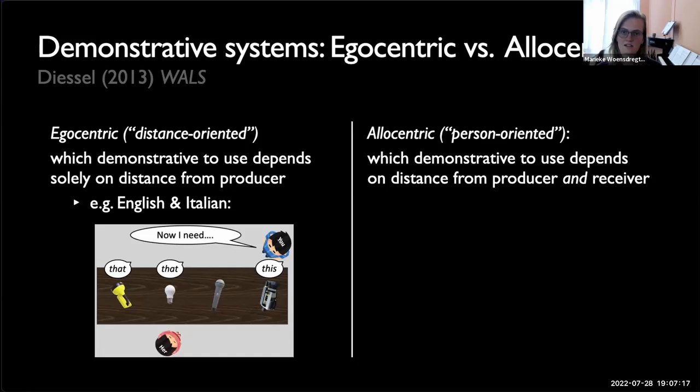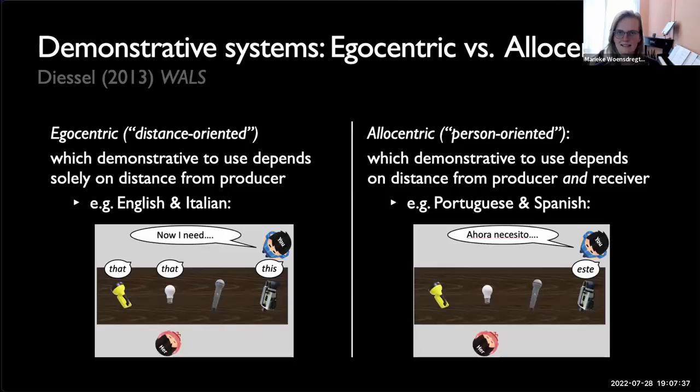That's different from an allocentric or person-oriented system, where which demonstrative you use depends not just on the distance of the referent from you as a producer, but also on the distance of the referent from the receiver. Specifically, if you speak an allocentric or person-oriented language like Portuguese or Spanish, you would use este in Spanish for a referent that's close to you as a speaker, ese for a referent that's further away from you as a speaker, but close to the receiver. And finally, aquel for a referent that's far away from both of you.